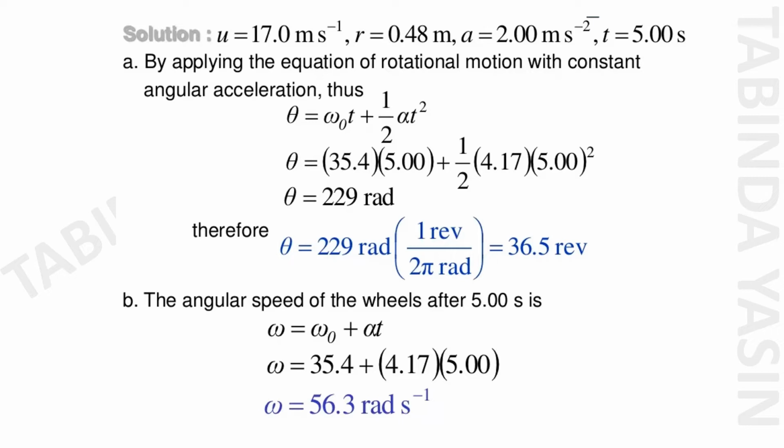B, the angular speed of the wheels after 5 seconds, is omega is equal to omega naught plus alpha t. By substituting the values we get omega is equal to 56.3 radians per second.